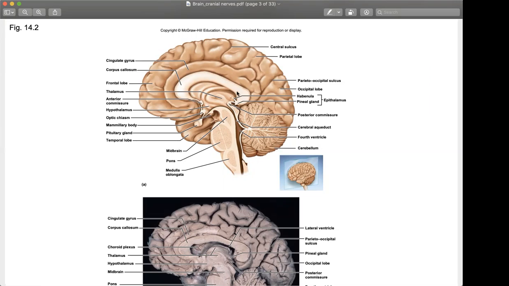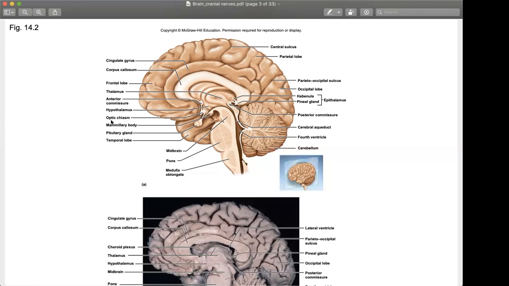So the corpus callosum, this large structure, is a big bunch of fibers that connects the left and right hemispheres of the brain. This is your communication between the left and right halves. Under that, you have the thalamus, and just deep to that, you have a region called the hypothalamus. And then next to the hypothalamus, you have a few other structures.